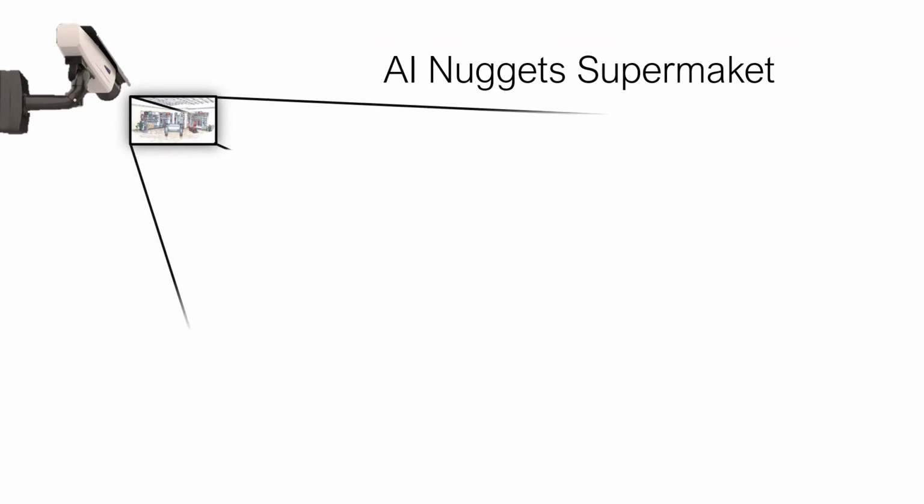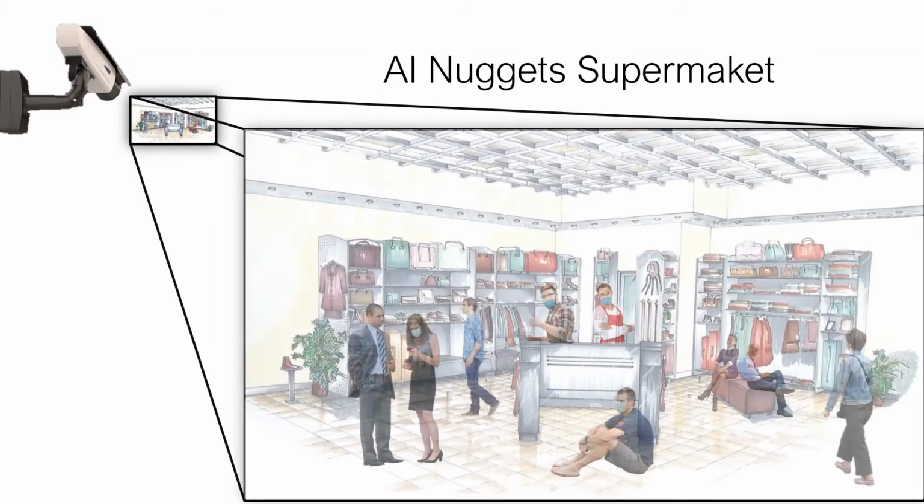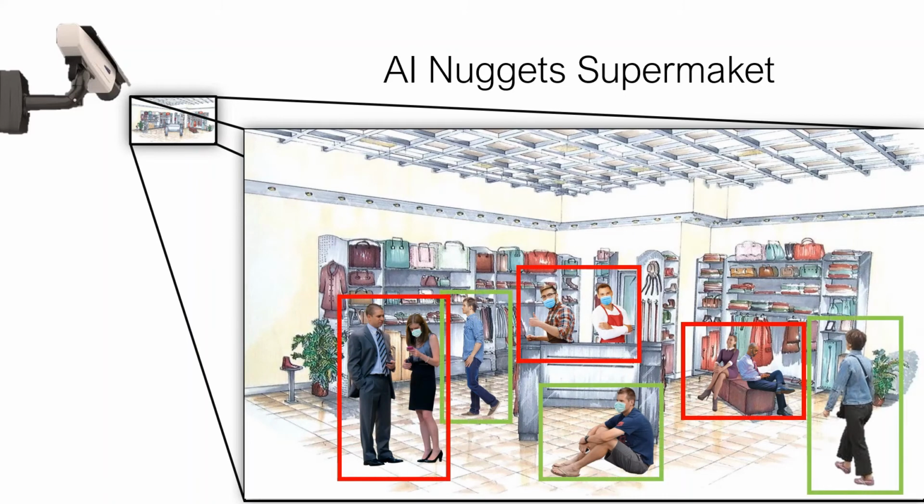Let's see how this will work. Suppose we have AI Nugget Supermarket. The surveillance camera detects that half of the people are not properly distanced from one another. It also determines that half of them are not wearing face masks. So it assigns a social distancing score of 50% and a face mask score of 50%.